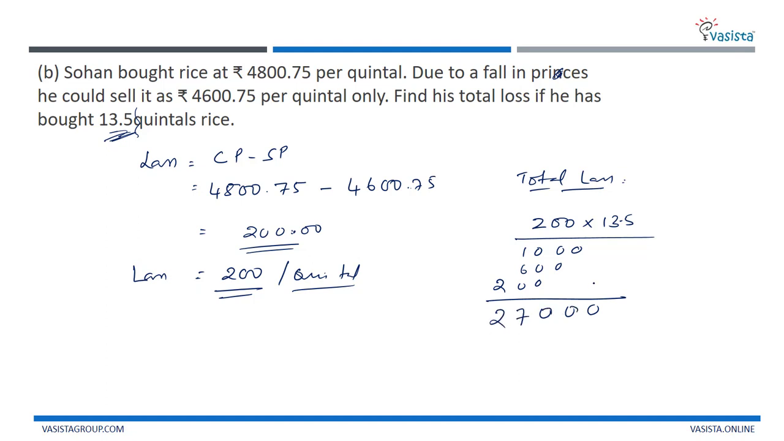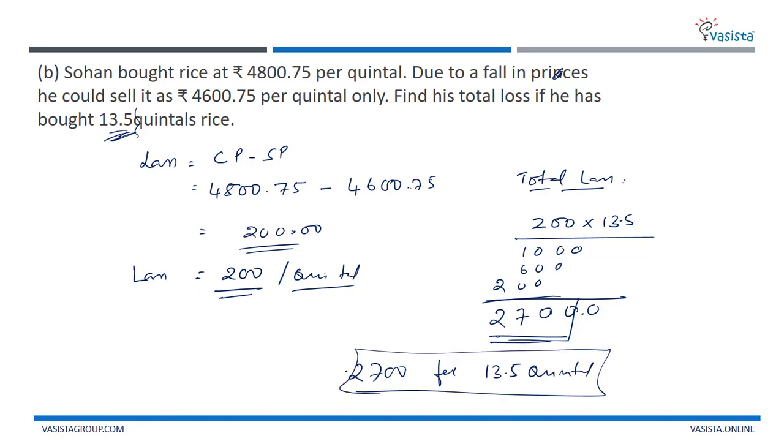So 1 decimal. So he incurred a loss of 2,700 rupees for 13.5 quintal. Hope you understood. This is the answer. 2,700 rupees he lost.